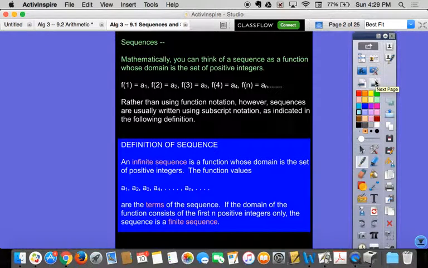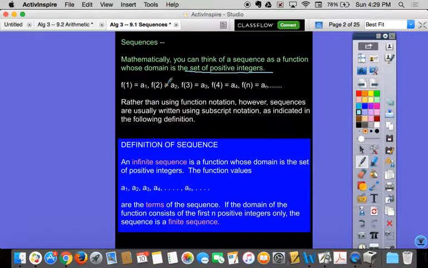So this page gets a little small because it got lengthy. This is the technical definition of a sequence. A sequence is where your domain is the set of positive integers. So you are replacing x with 1, 2, 3, 4, 5. That's where your a sub 1, a sub 2, a sub 3 comes from.